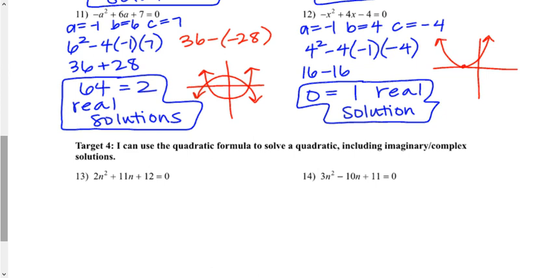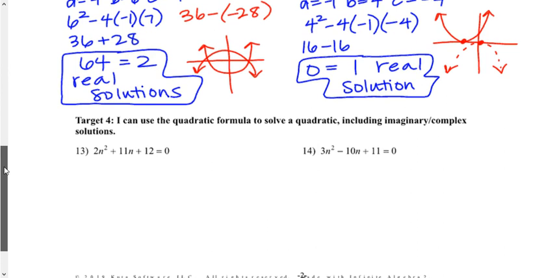So the vertex is actually on the x-axis. It could look like this or like this. That's what these answers are telling me, basically. It also means that when I actually solve using any method, I'm going to get either 2 real solutions or 1 real solution or 2 imaginary solutions.